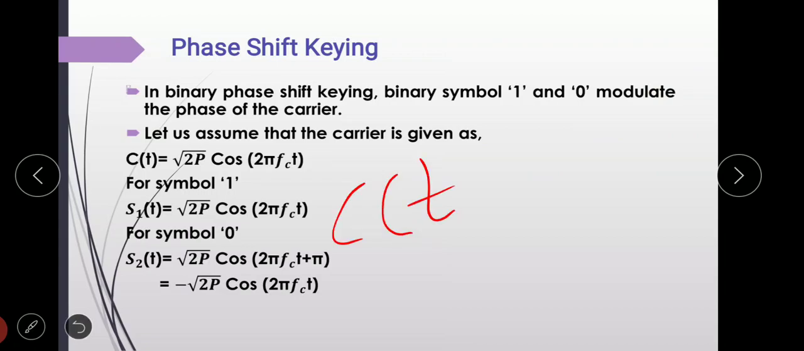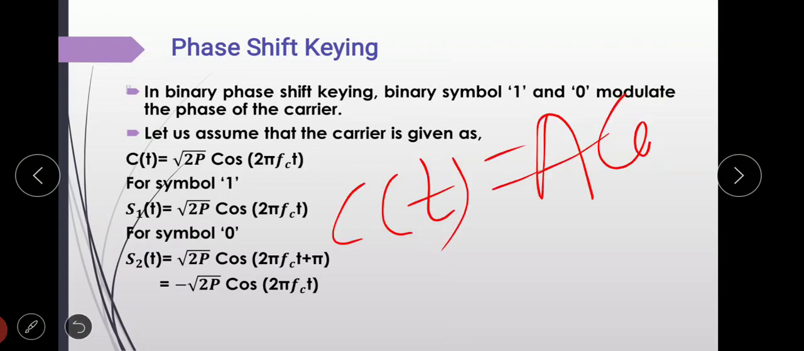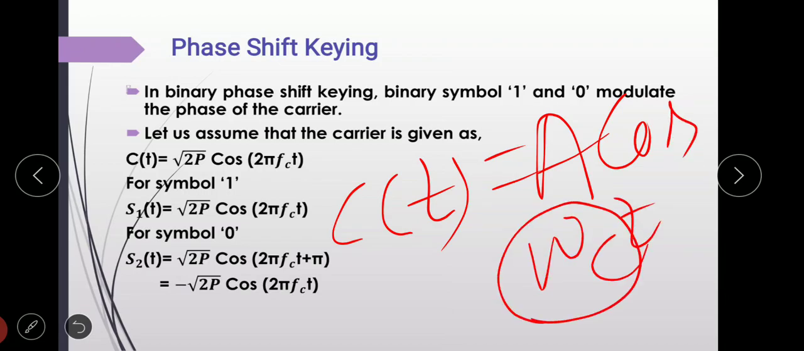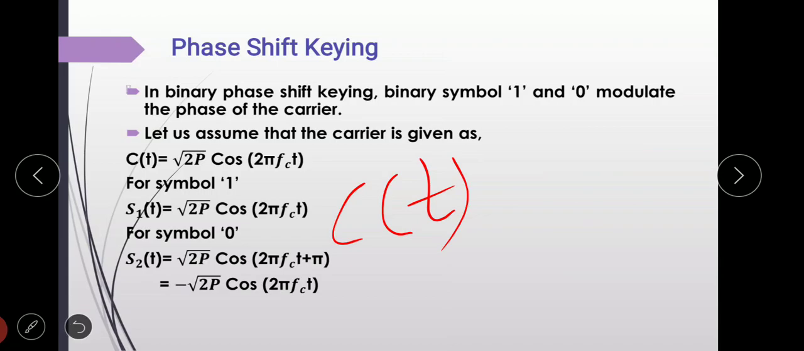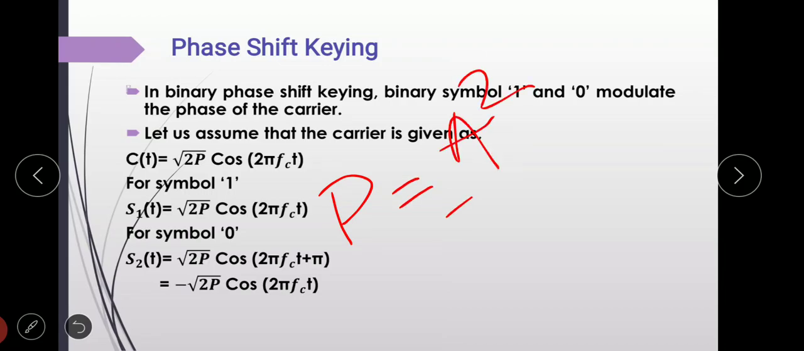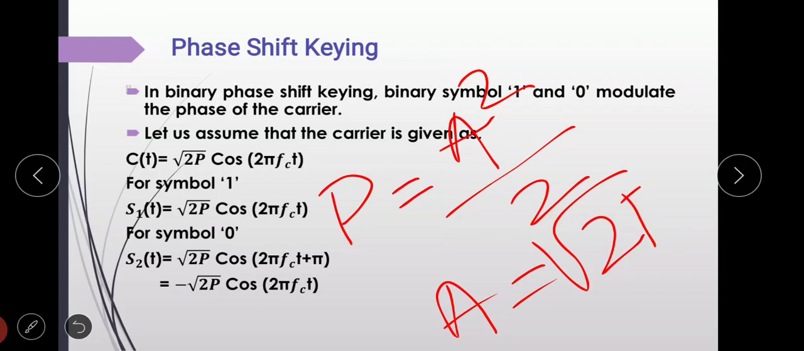As we know, C of t equals A cos omega ct, where omega c means 2 pi fc. So A equals the amplitude of the carrier signal, and the power dissipation is P equals A square by 2. From this equation we can derive the value of A, that is A equals root 2P. So we just substitute this value here, otherwise it is A cos omega ct, same.